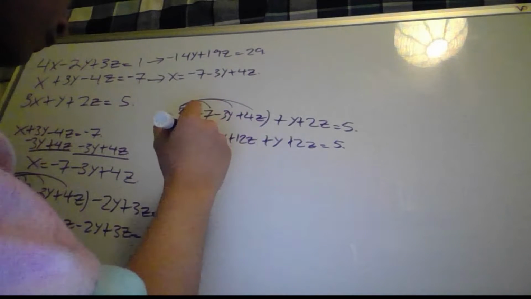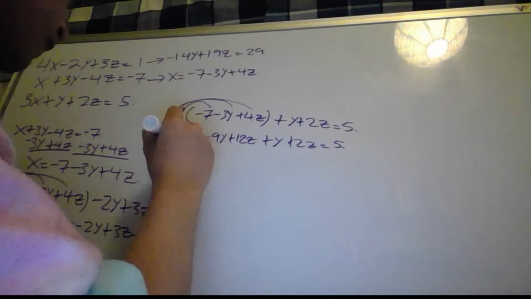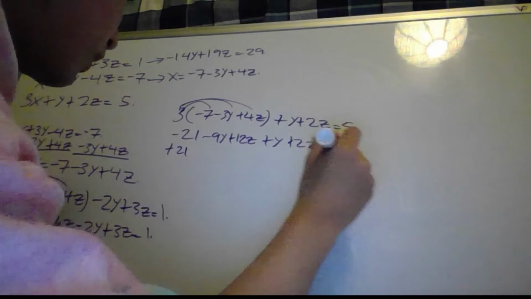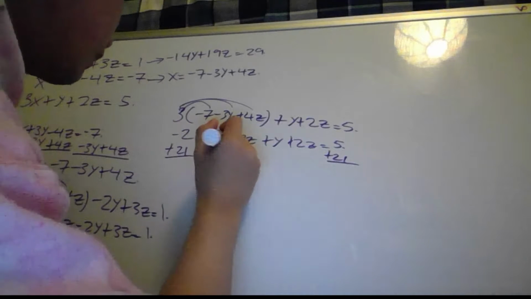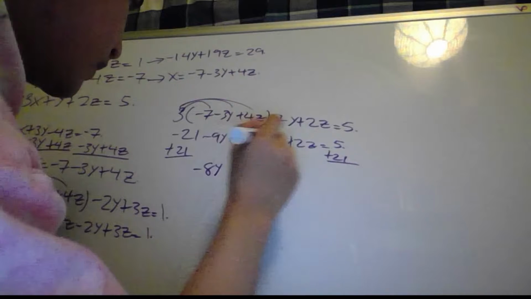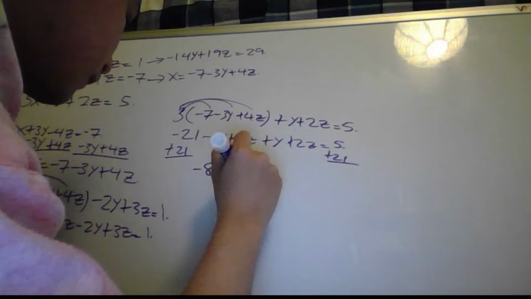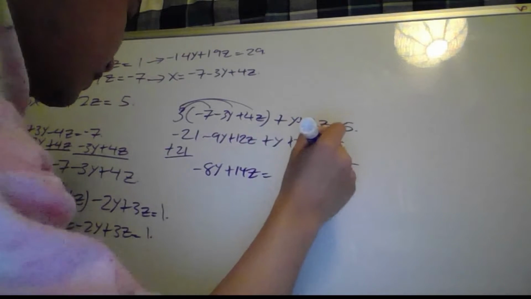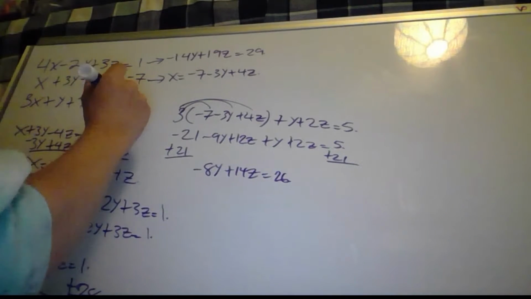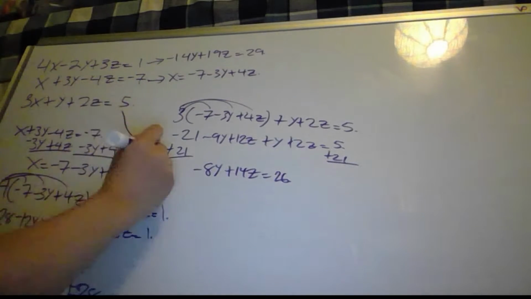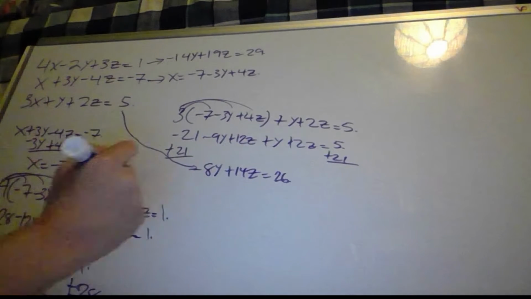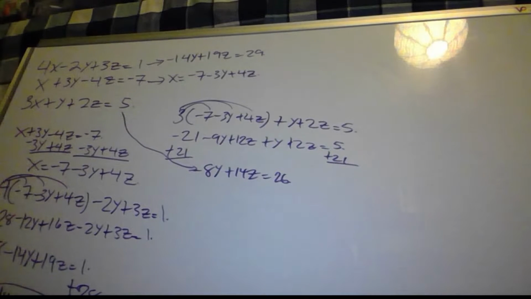So then, let's add 21 on both sides right away to get rid of that part. Negative 9y and y, that's negative 8y. 12z and 2z, that's 14z. 5 and 21, that's 26, okay? So that's what this one changes to.